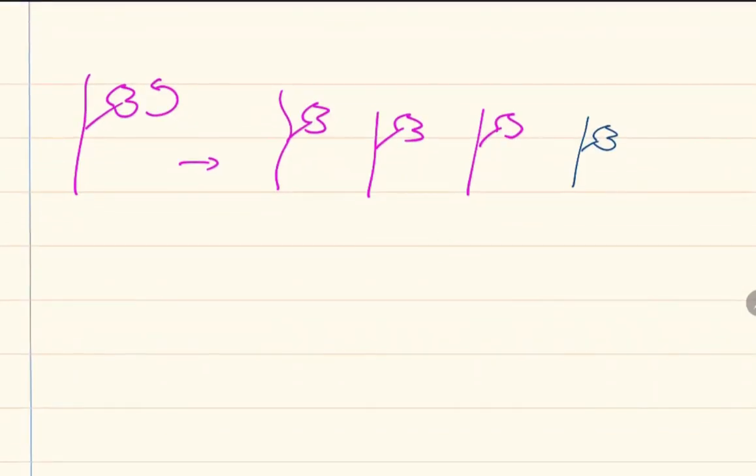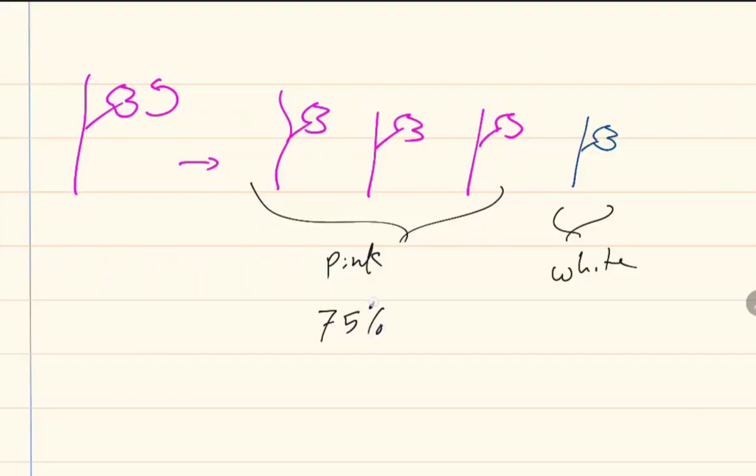And now what he got was also a surprise. The offspring were pink, and one of them was white. It means 25% were white and 75% were pink. So these were all pink, and this was white. And the ratio was 75% pink and 25% white.